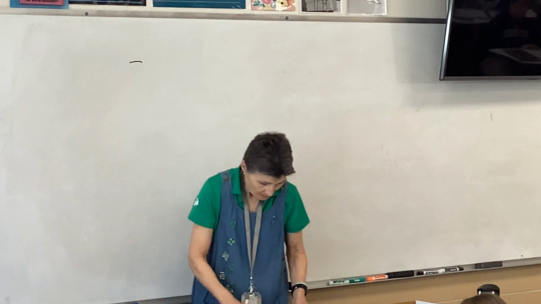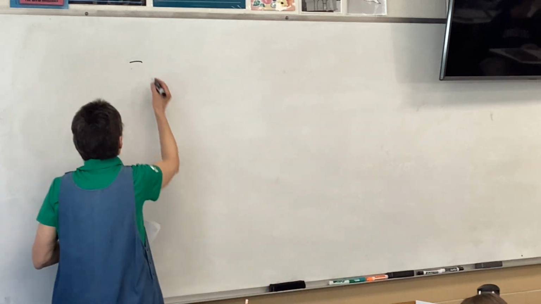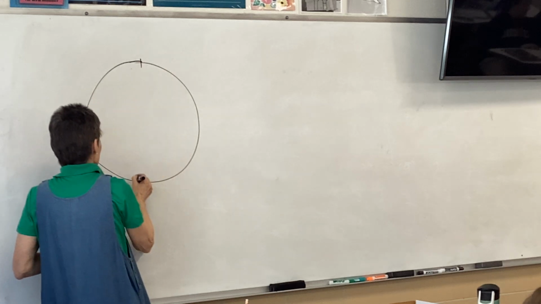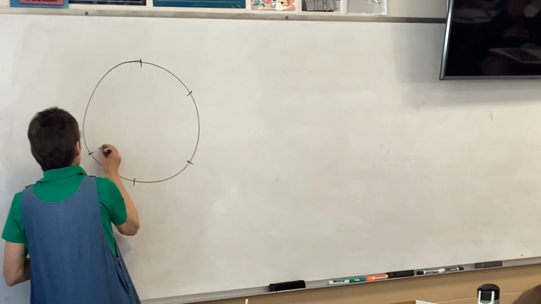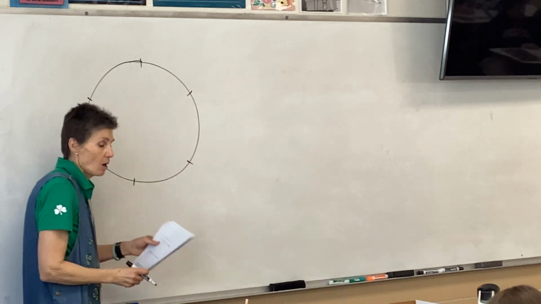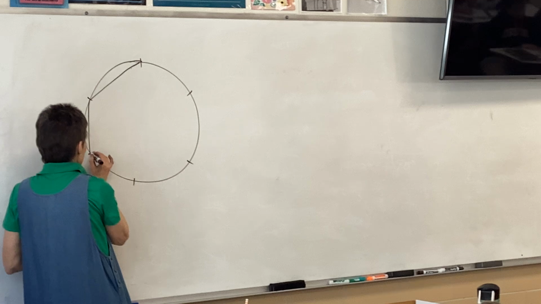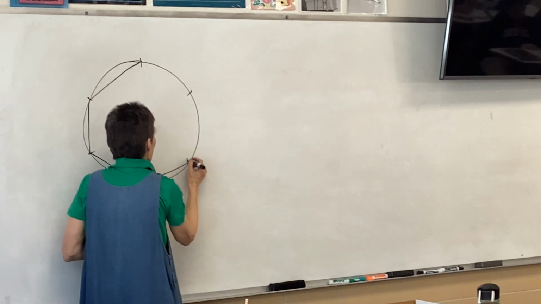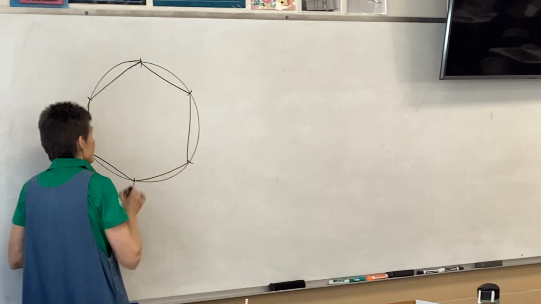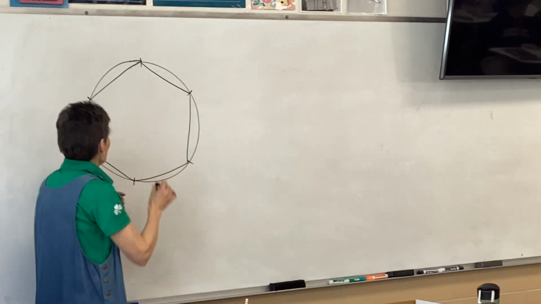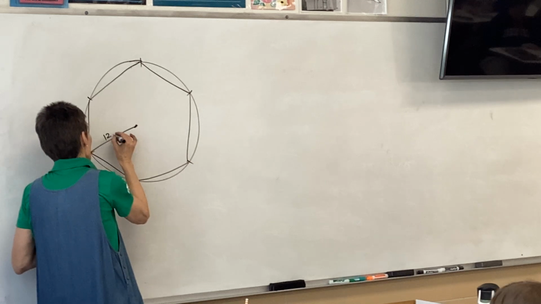So we have a regular hexagon inscribed in a circle. So here's my circle. Hexagon means 6. So I'm going to put 6 little hash marks on my circle, and then I will connect those hash marks. And that will be a regular hexagon inscribed in a circle with a radius of 12.